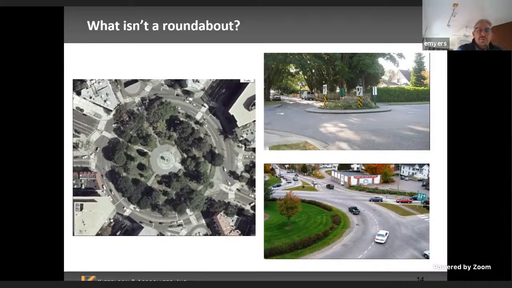The one in the upper right shows where you can actually cut in front of the central island, and the one in the bottom right shows the circulating lanes are such that it makes it difficult to get out of the roundabout because we have concentric lane markings. So we wouldn't have that kind of lane marking today.